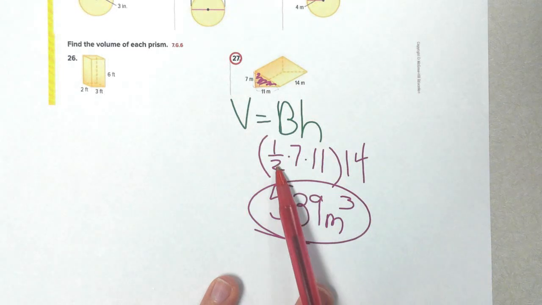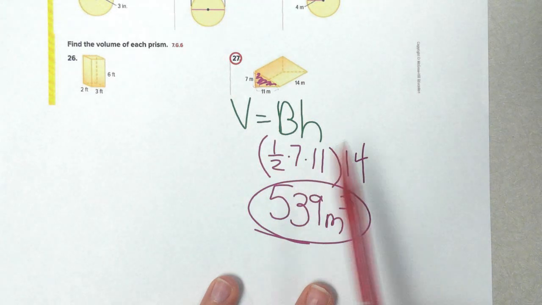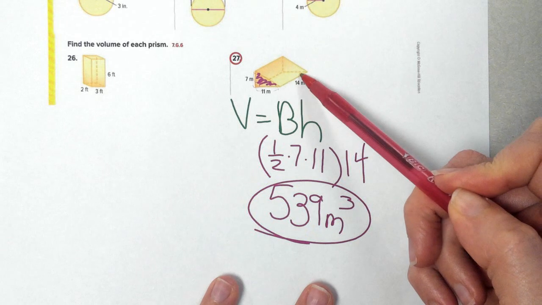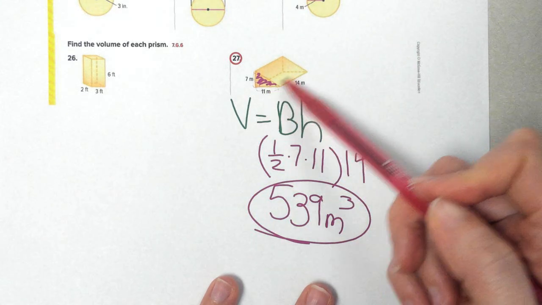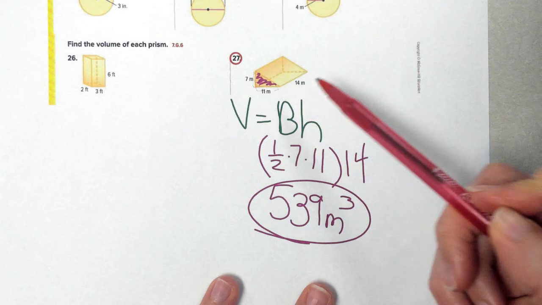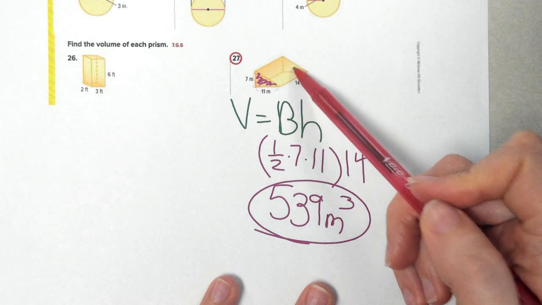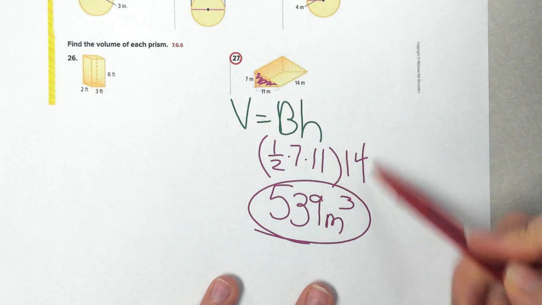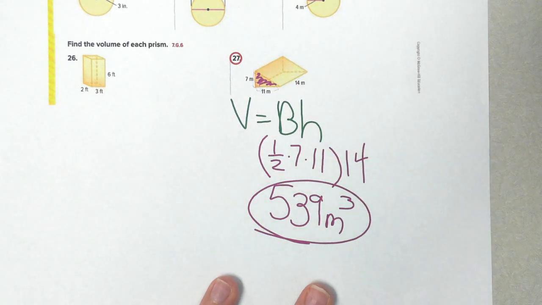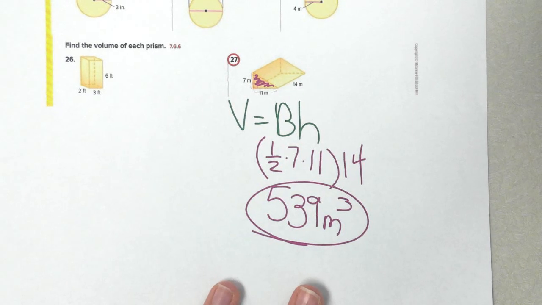Okay, so mine was 1/2 times 7 times 11. And the height is kind of like how we talked about with the cylinder. It's between the 2 circles. Well, here it's between the 2 triangles because it's the distance between the 2 bases, and my bases are the triangles. So 14 here. And when you multiply that together, that would be 539 meters, and it still is cubed because that was a volume problem. Anything that's volume will be cubed.